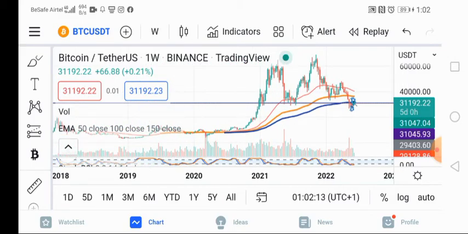So this is basically what you're going to look for. But it is also advised that you don't just blindly buy when the price comes to this place, because this is crypto and anything can happen. If you buy, you can lose your money.